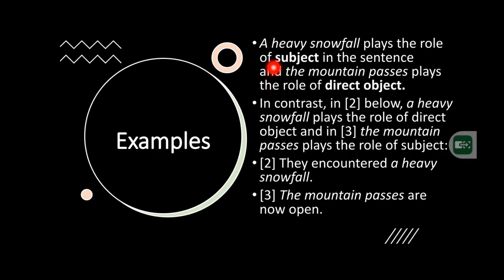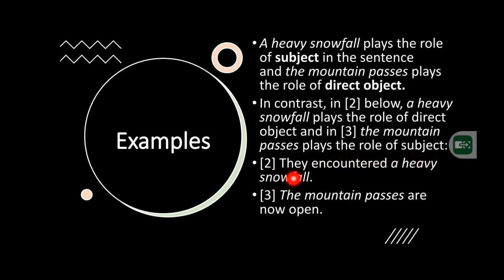Examples. A heavy snowfall plays the role of subject in the sentence. When we say a heavy snowfall has blocked the mountain passes, a heavy snowfall plays the role of a subject. This is the function, right? And the mountain passes plays the role of direct object. Now, in contrast, in 2 below, a heavy snowfall plays the role of direct object, and in 3, the mountain passes plays the role of a subject.